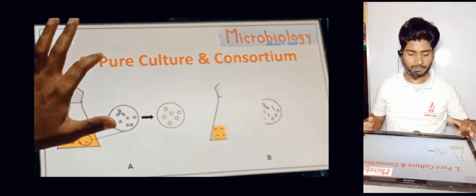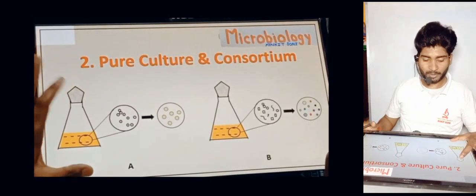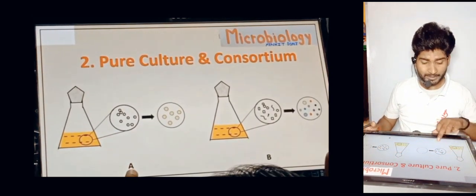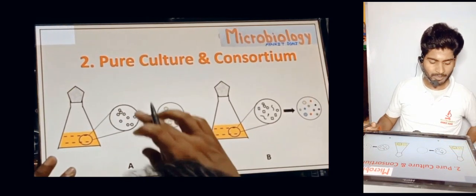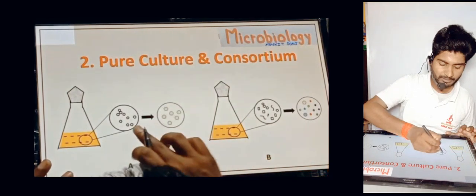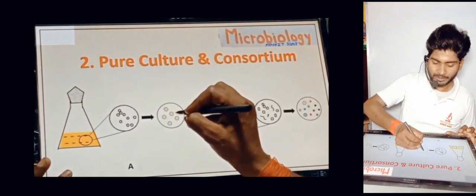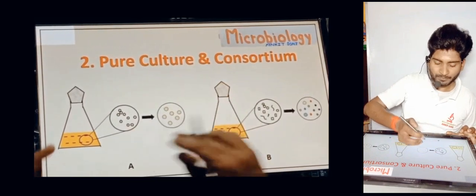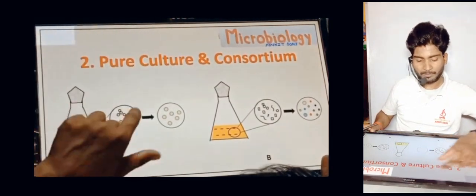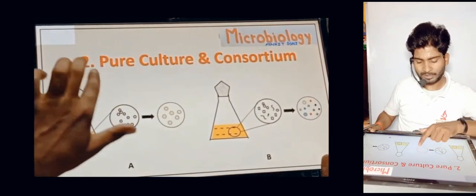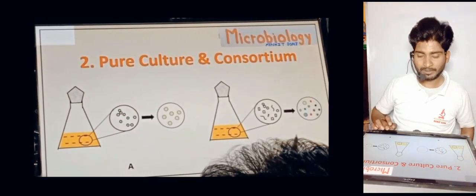The second term which you should know about is pure culture and consortium. So what is pure culture? As you can see here in picture A, any kind of solution, if it is having the same type of microbial cells, like I have drawn here, cocci, circular in shape, round, spherical, we can say, then this type of culture will be a pure culture, meaning it has a single type of microorganism cell.